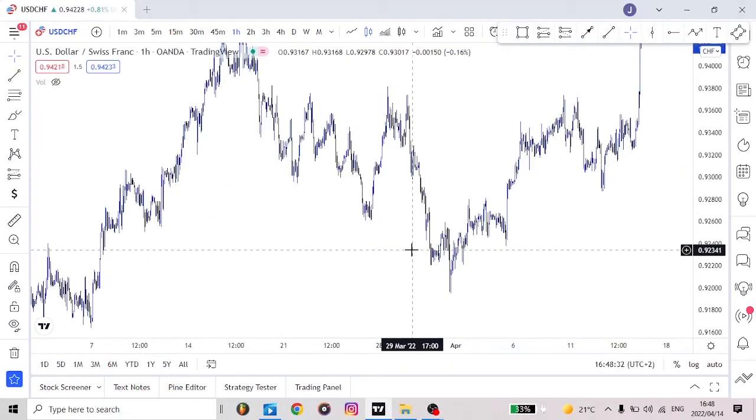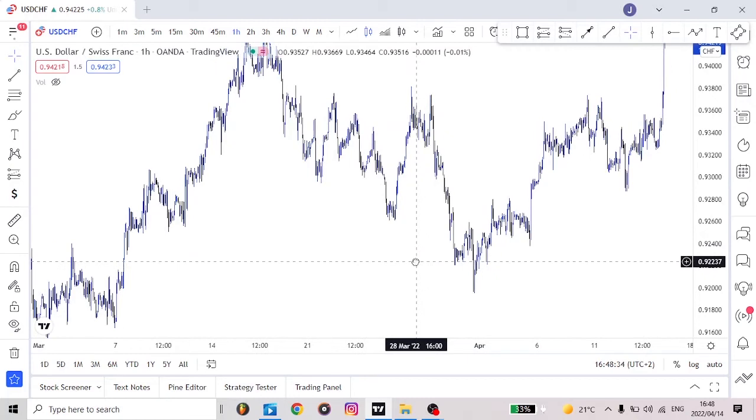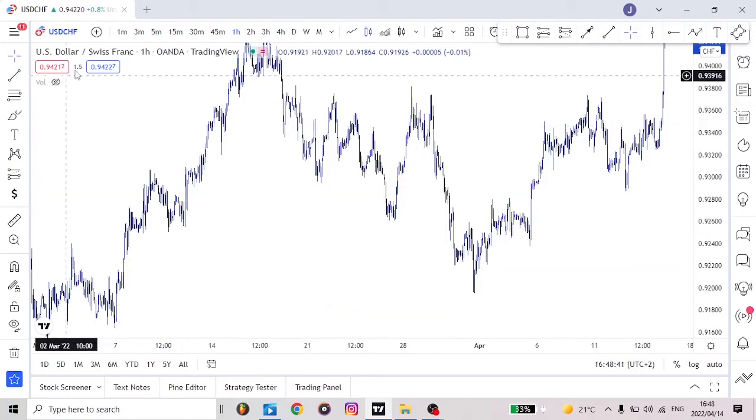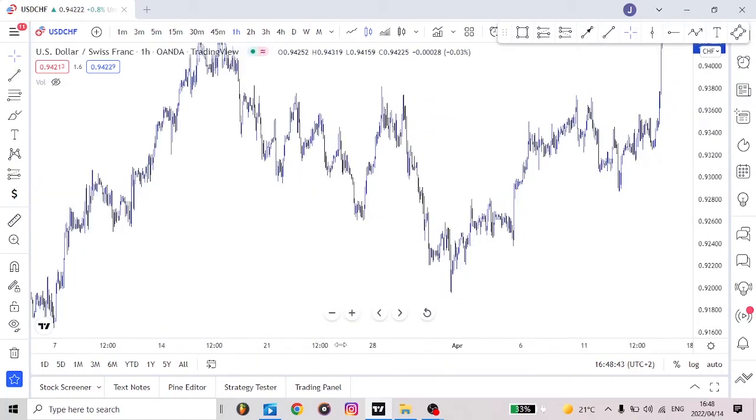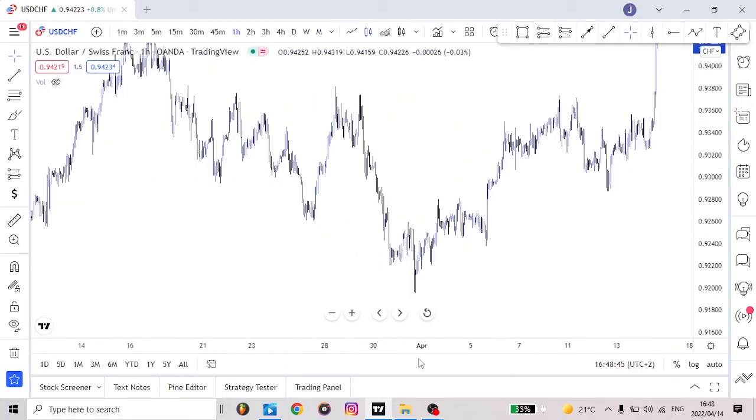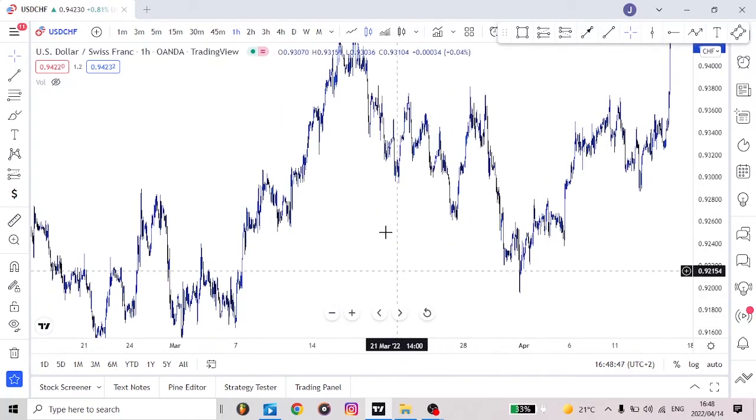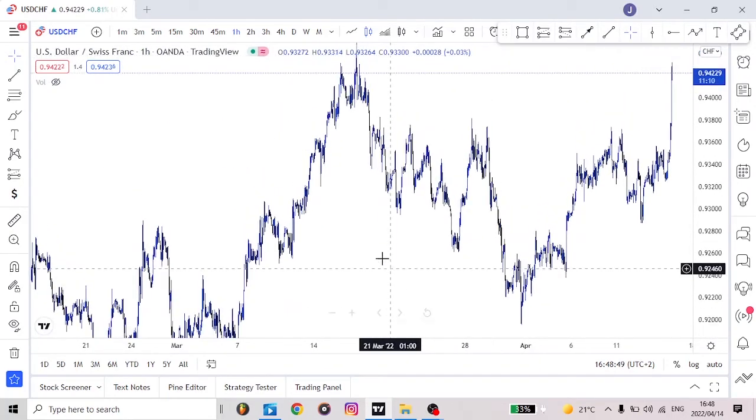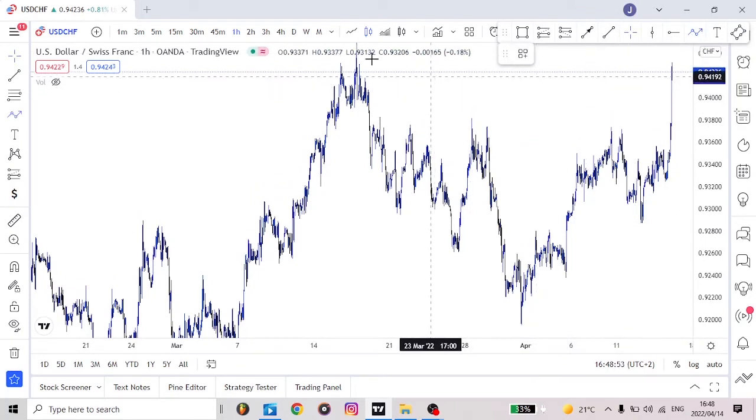Okay guys, welcome back to this video. And now we are going to be dealing with the real charts. And as you can see, I'm on the USD chart, and then I want to zoom in. Okay, let me just zoom out first. As you can see here, we have been on a downtrend. Now this is the first change of character that we can see.